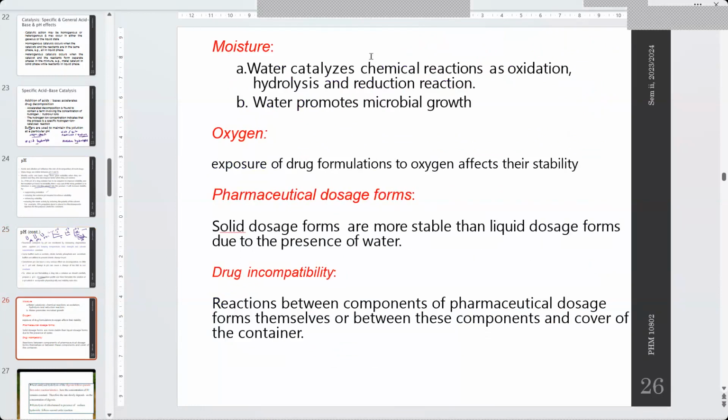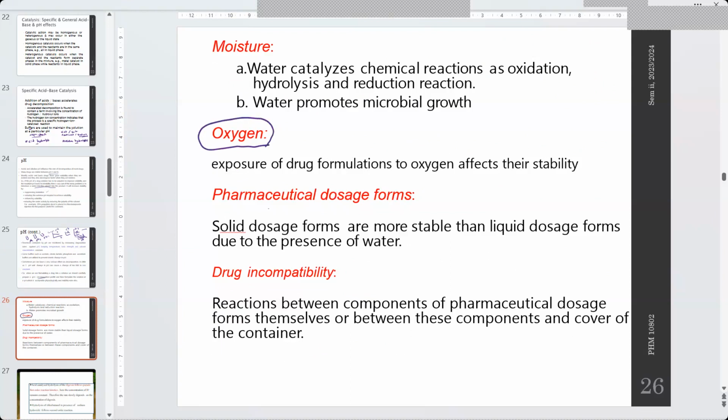Moisture, as we know, can catalyze chemical reactions, and can also promote microbial growth. So it affects chemical stability and microbial stability. If it leads to liquefaction of the solid, then it also affects physical stability. Oxygen may cause oxidation of drugs sensitive to oxidation, and then it will result in degradation. So whether I need to control this factor or not depends on my study of my drug. If I find that the drug is easily oxidized, then I can protect it from degradation by adding antioxidants to the formulation.